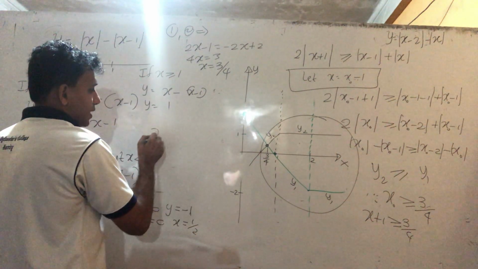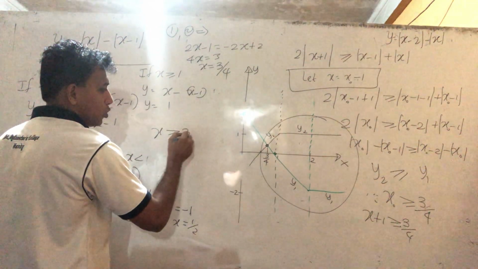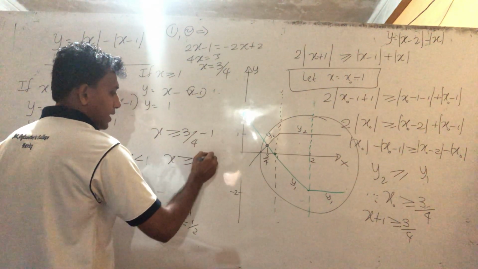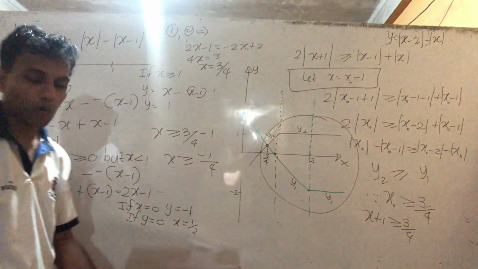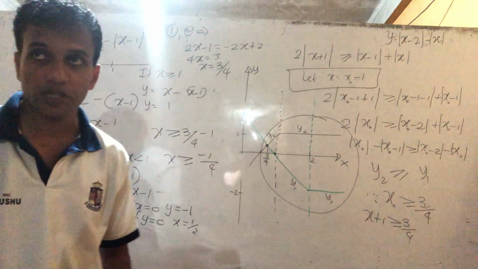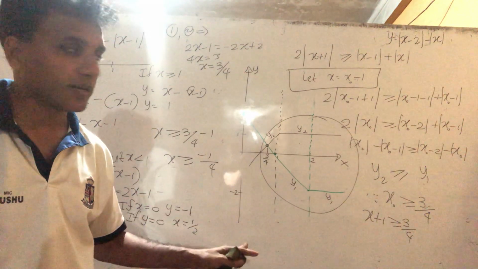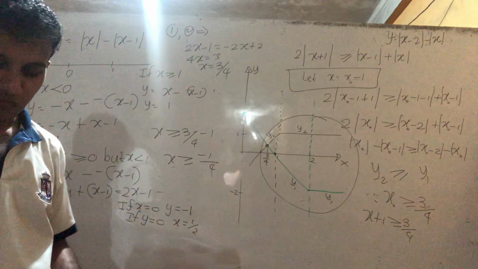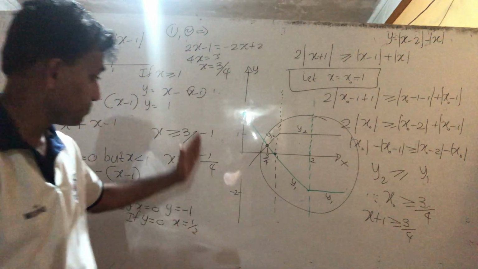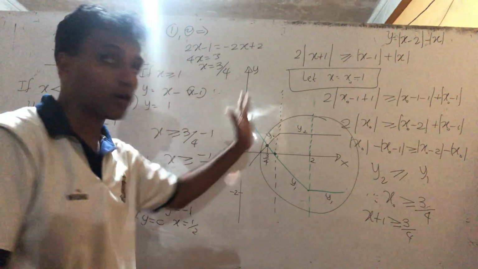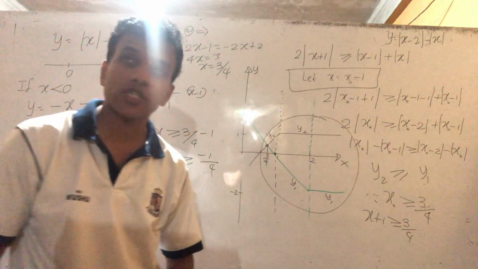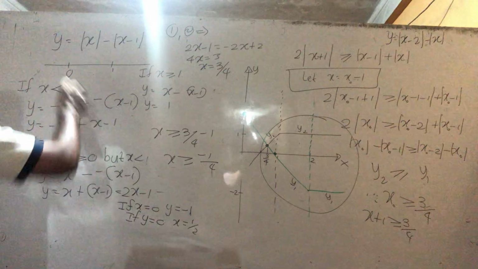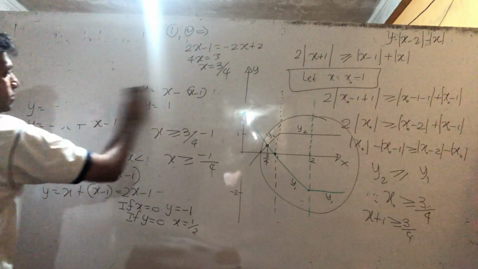Take the 1 to that side: x greater or equal to 3 over 4 minus 1. That is minus 1 over 4. Very important question. Practice this, keep in touch. Everything is the traditional part, only the final part is something different. For this value, minus quarter, only then is the given inequality valid. Okay, see question number 3.